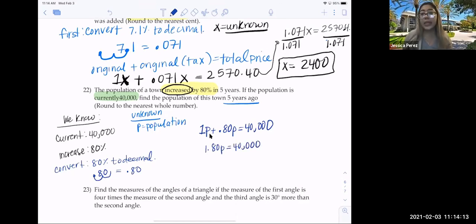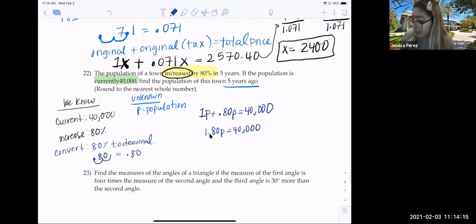I'm solving for p, so I need to do what? I need to divide both sides by 1.80. Punch that in your calculator. What do you get? P is equal to how much? Write it on the chat, please. What happens when we divide? Let's punch that in our calculator.